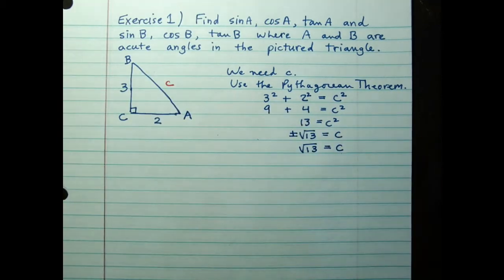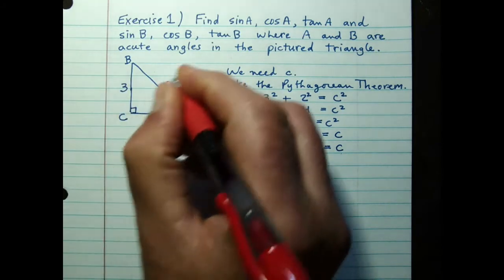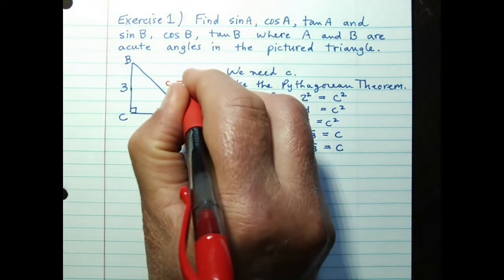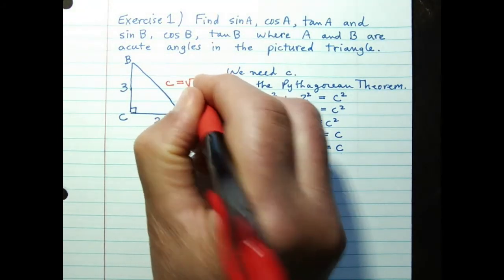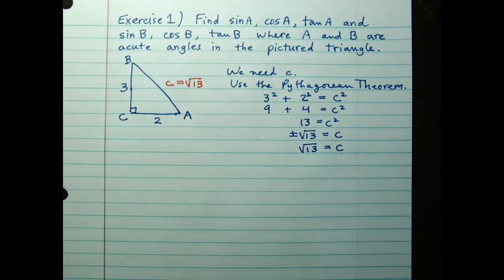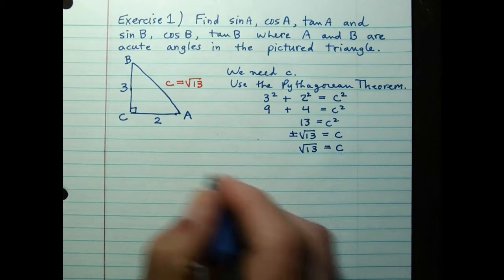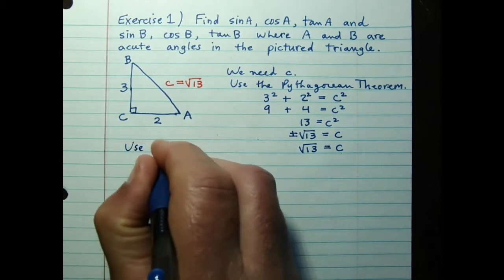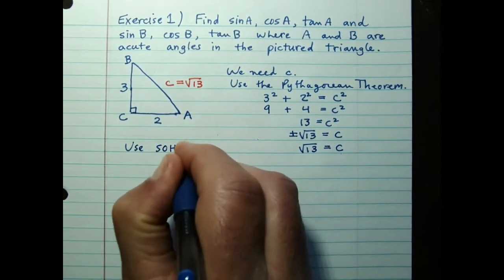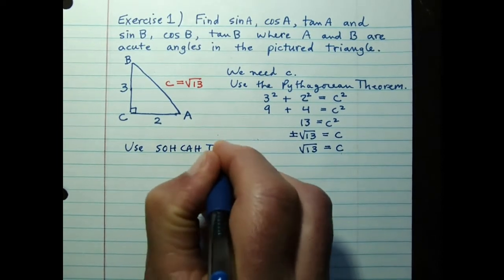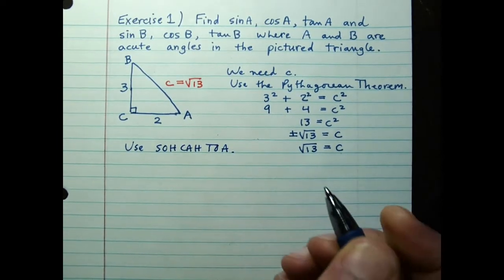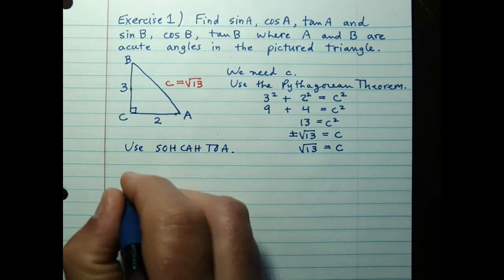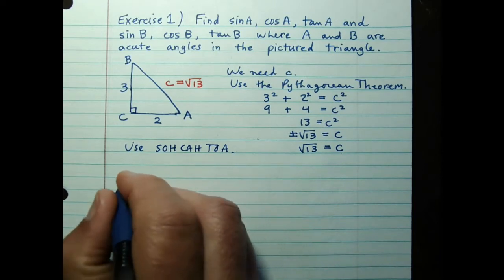So c is the square root of 13. I just wrote that in red because that wasn't part of the original problem. We had to figure that out. And now we're going to use SOHCAHTOA to help us write out these 6 ratios.